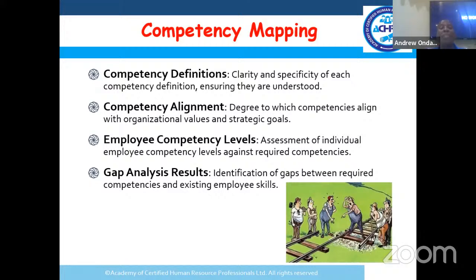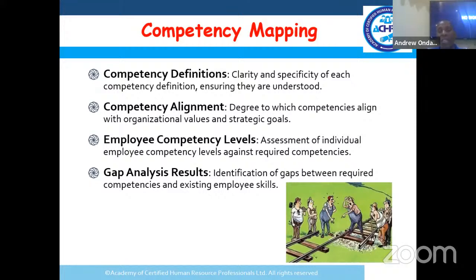There are other competencies that we need, like report writing skills. And again, when you talk of competency mapping, we are looking at those people who are competent or who are able to do reports.